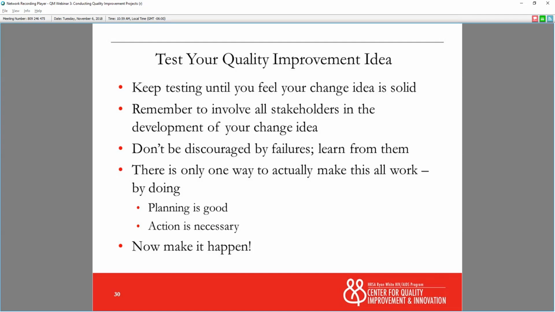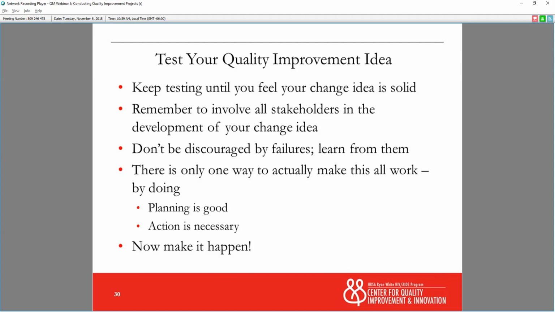And if anybody's interested, just let Estella know, and I can send you a bunch of stuff on the model for improvement. But the only way to make improvement work is by doing it. And that's all I have to say.